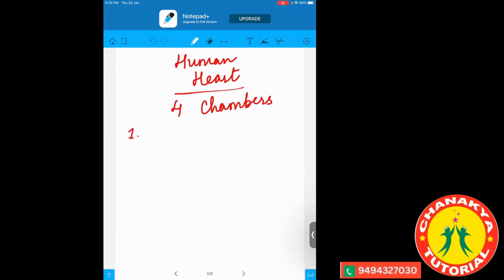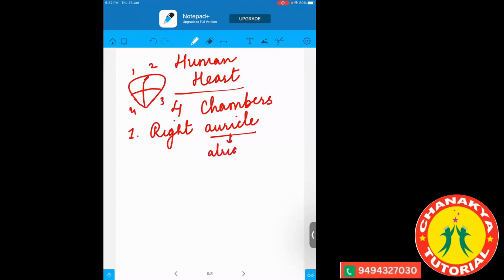Starting from the first chamber, it is known as the right auricle. I'm just drawing in a simple way. Suppose it's a human heart, and we have 4 chambers like this: first, second, third, and fourth. The first one is the right auricle. This auricle is also called atria, or atrium. So keep in mind, there are 3 different names for it: auricle, atria, and atrium. So here, right auricle, or right atria, right atrium.